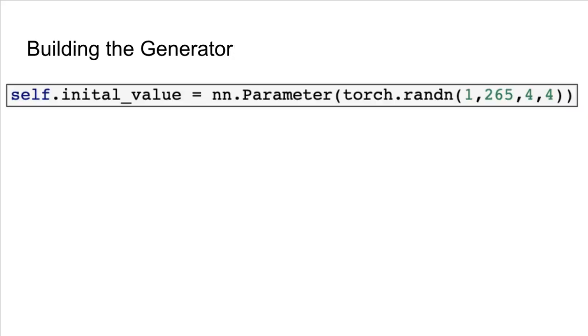Now let's tie this all up in a generator model. The initial value is a learnable parameter that will get updated. And it's important to use a single dimension for the batch size here and repeat the tensor later to make sure all of the initial value is the same across the batch.